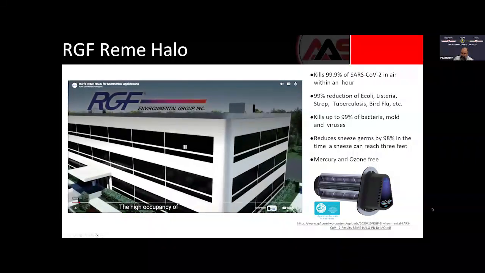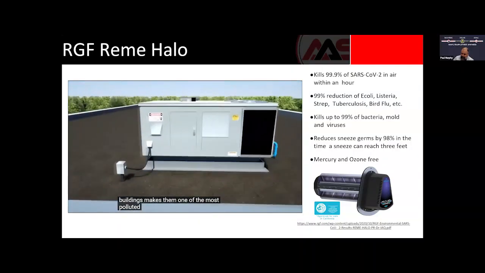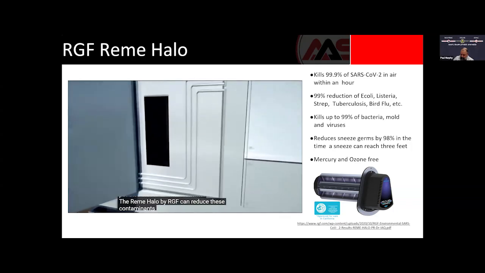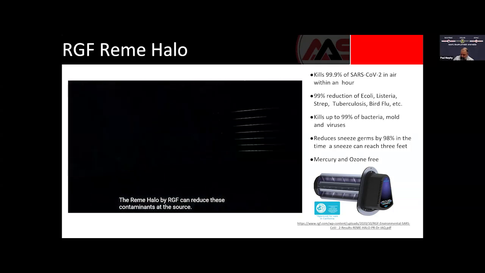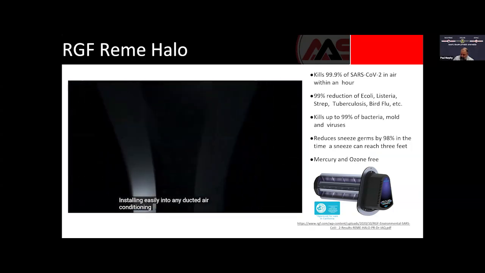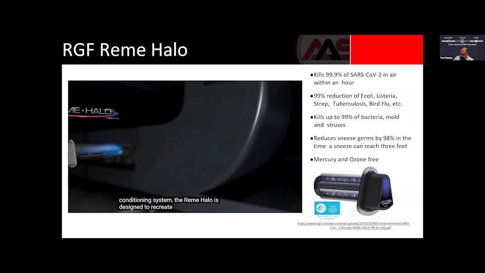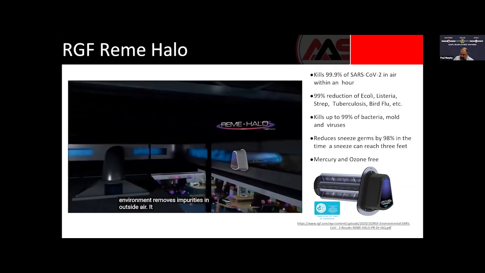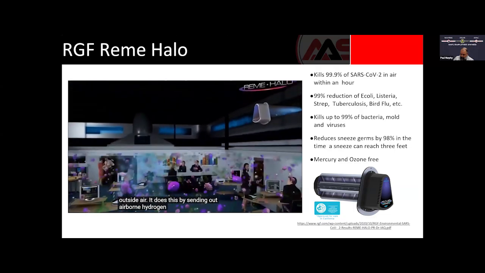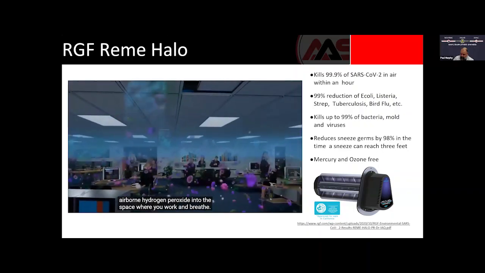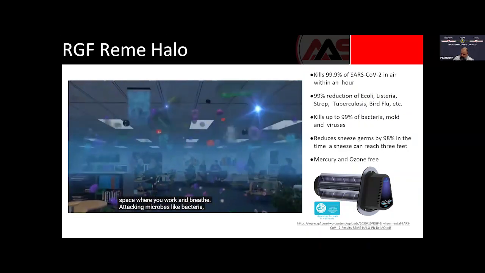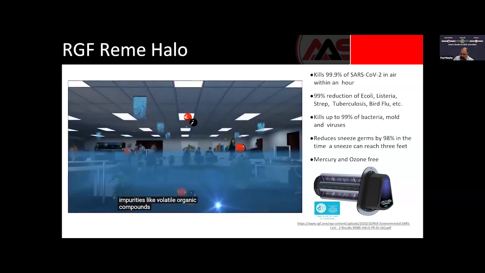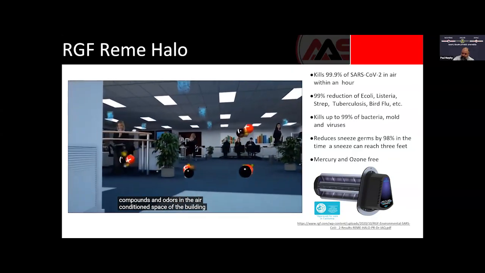The high occupancy of commercial buildings makes them one of the most polluted indoor air environments. The Remy Halo by RGF can reduce these contaminants at the source. Installing easily into any ducted air conditioning system, the Remy Halo is designed to recreate the natural way the environment removes impurities in outside air. It does this by sending out airborne hydrogen peroxide into the space where you work and breathe, attacking microbes like bacteria, viruses, and mold spores, and reducing impurities like volatile organic compounds and odors in the air-conditioned space of the building at the same time.